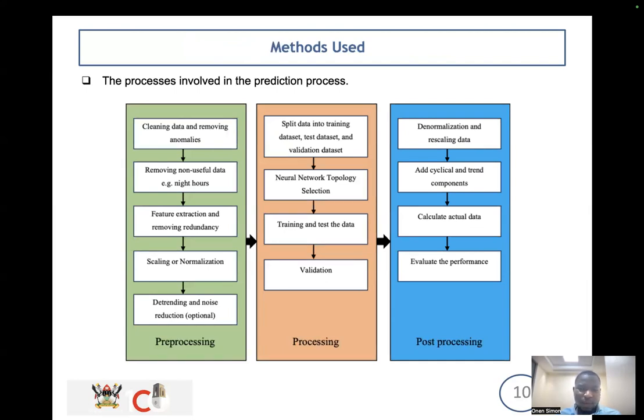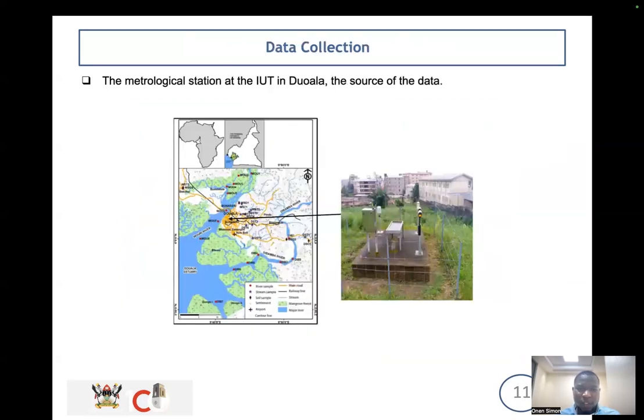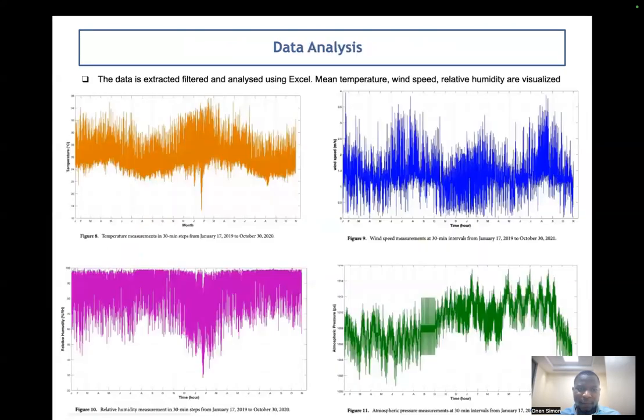They used a methodology where they did pre-processing, processing, and post-processing. The pre-processing was basic data preparation, and then the splitting was done where 80% was used for training, 15% for validation, and 5% for testing. The post-processing was evaluating the models. This is the area where the data capture was done, and as you can see on the right, that's the machine that was used for picking this data.